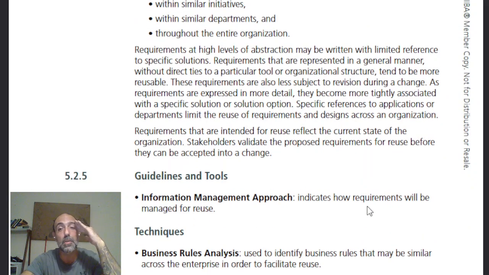Requirements at high levels of abstraction may be written with limited reference to specific solutions. Requirements that are presented in a general manner without direct ties to a particular tool or organization structure tend to be more reusable. These requirements are also less subject to revision during a change, right? Because ultimately, we sealed the deal. Okay, so maybe no, it's not because we sealed the deal, because this requirement is kind of independent of all other stuff, right? So they are more reusable simply because, oh, it's amazing.